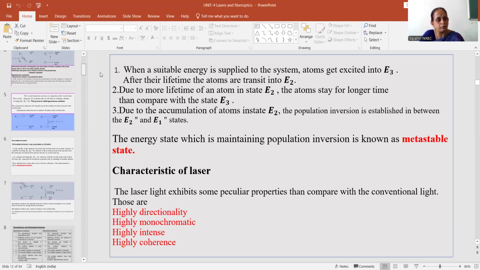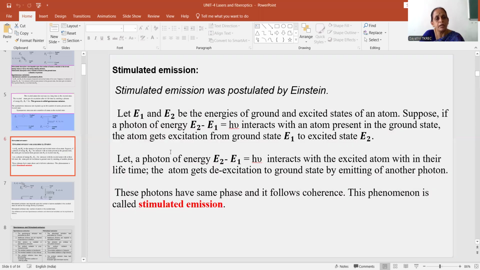Therefore, we are more concentrated on this topic, that is stimulated emission, which was postulated by scientist Einstein. Here also we are considering the energy states E1 and E2. That is the ground state. This one is the higher energy state or excited state. Now, as we know that in the excited state, the atoms will not stay for a longer time.